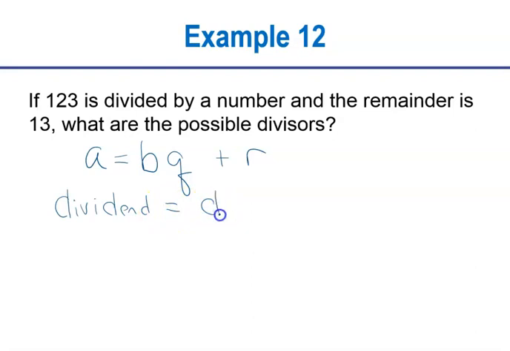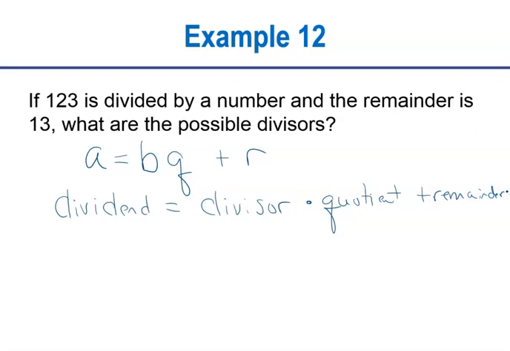B is your divisor times Q. Q is your quotient, which, remember, is going to be the number of things in each of your subsets, plus R is the remainder. I really like the idea of writing this out in words. Now, how does that apply to the problem we have?